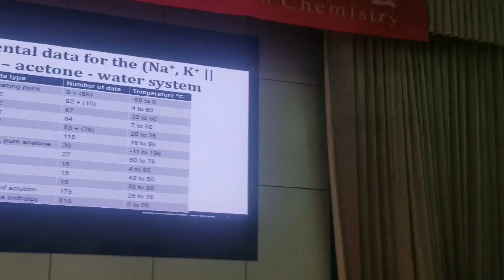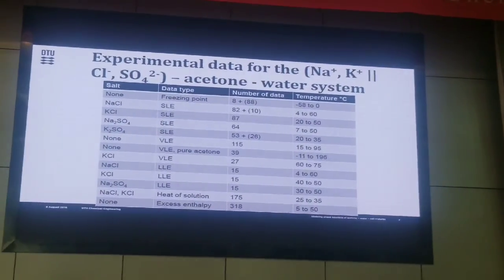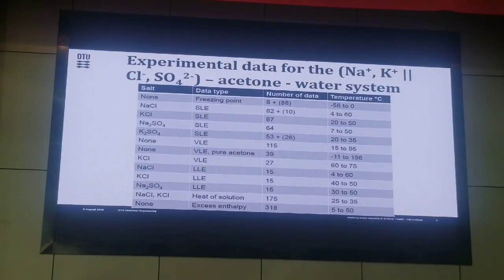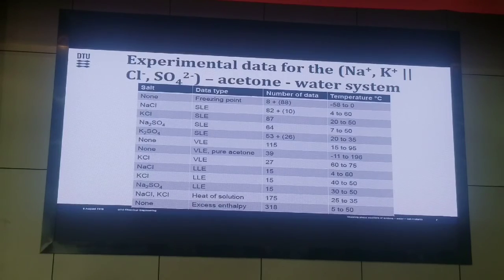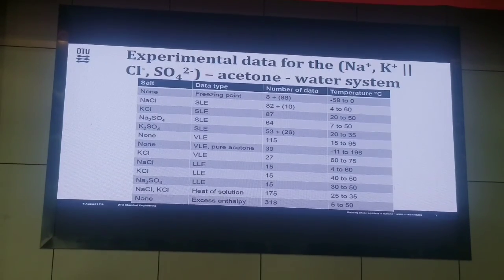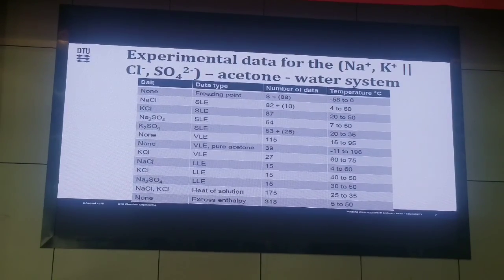So you see, we use solid-liquid equilibrium data, vapor-liquid equilibrium data, and liquid-liquid equilibrium data. For liquid-liquid equilibrium, there were exactly 15 data points for each of the three salts, sodium chloride, potassium chloride, and sodium chloride. That's a pure coincidence. For potassium sulfate, there's no liquid-liquid equilibrium in this system.